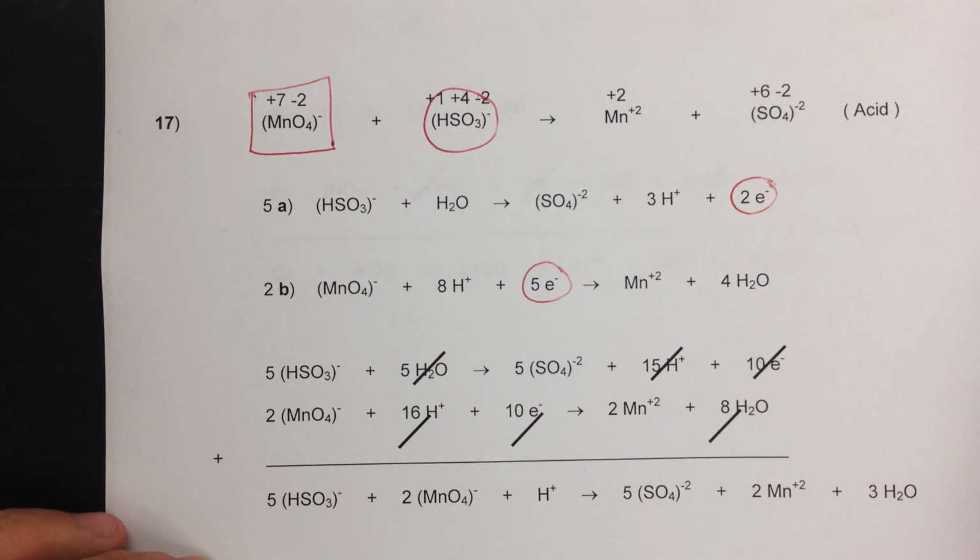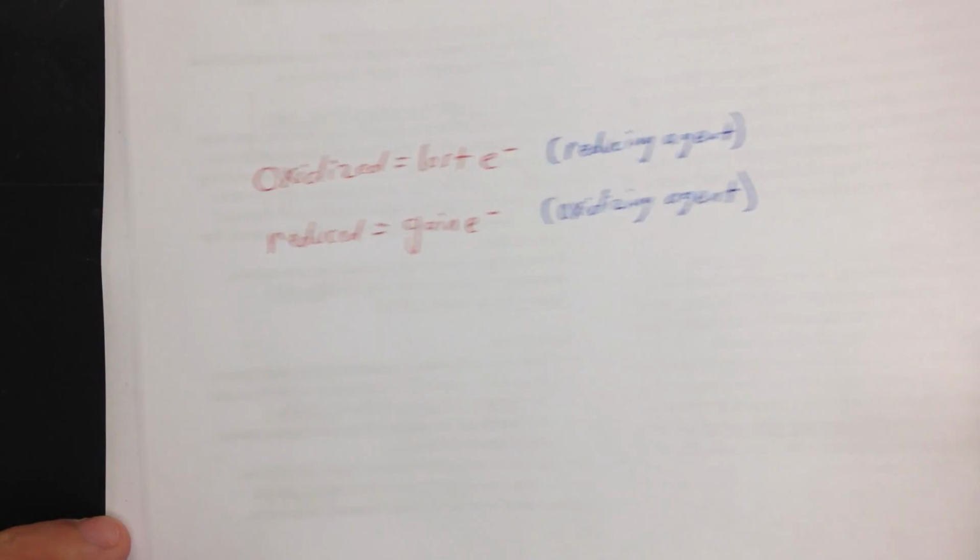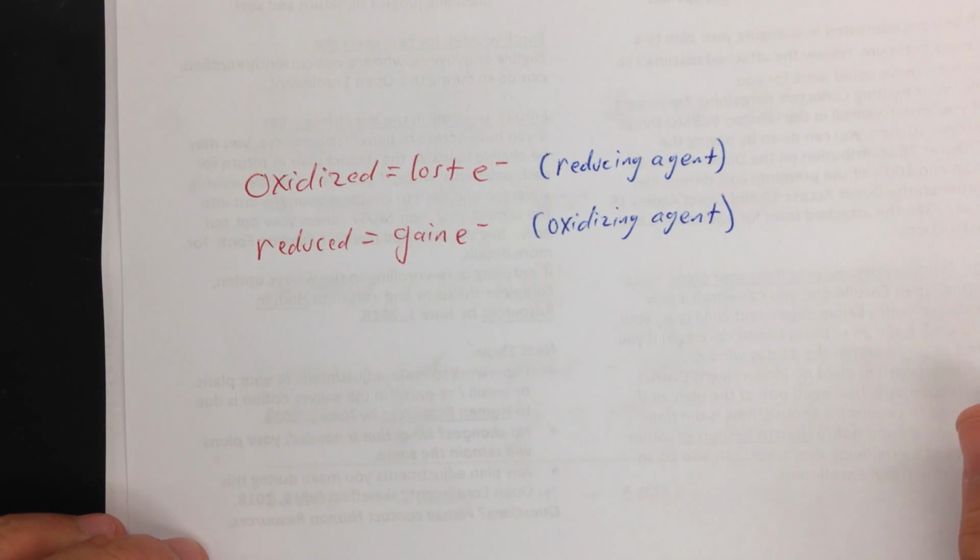But now you have to label the agents. So remember how they're related to each other. The material that was oxidized caused reduction in the other material. That makes the material that was oxidized the reducing agent.